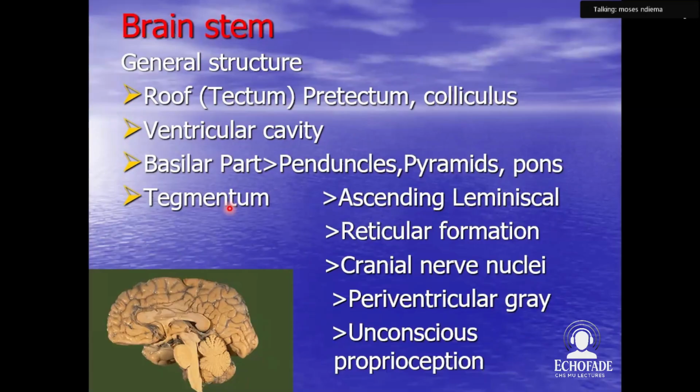And the rest of the cranial nerves, that is the glossopharyngeal nerve, the vagus nerve, accessory nerve, and hypoglossal nerve, originate from the medulla oblongata. So that's where we have the cell bodies, and these cell bodies are within the tegmentum of the brainstem.